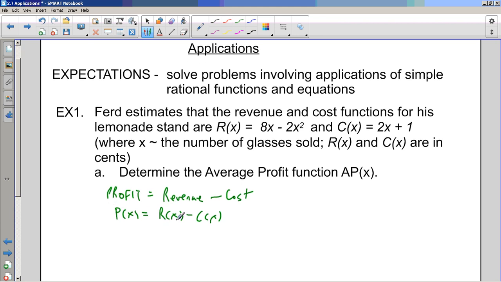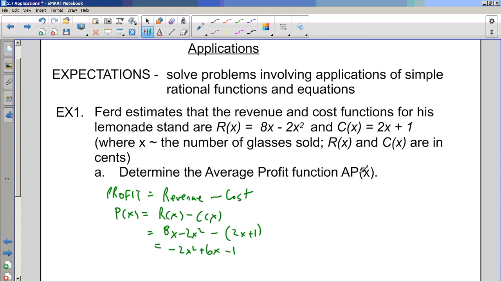And notice that this isn't a rational function at all. This is a polynomial function. So I get 8x minus 2x squared minus, watch your signs there. This is the profit function right here in decreasing degree. Oh, the average profit function.